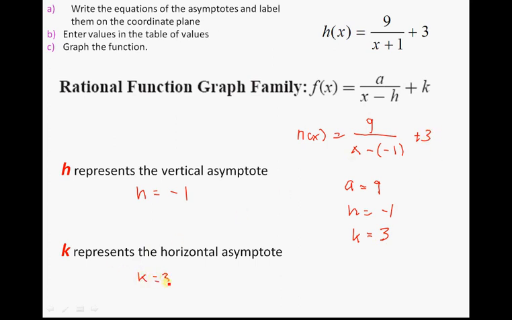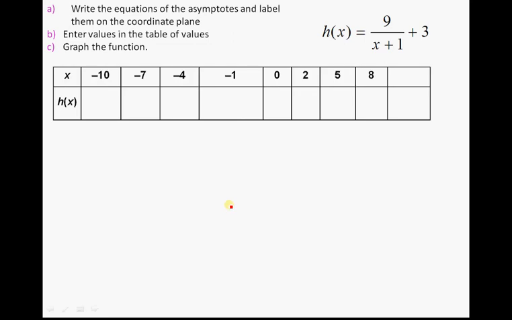This is the vertical asymptote, so it's the one that goes up and down. If we've got a coordinate plane, it's going to be right here, and that's the line x equals -1. And this is horizontal, and it's going to be right here. So 1, 2, 3, and that can be represented by the line y equals 3. Vertical and horizontal asymptotes.